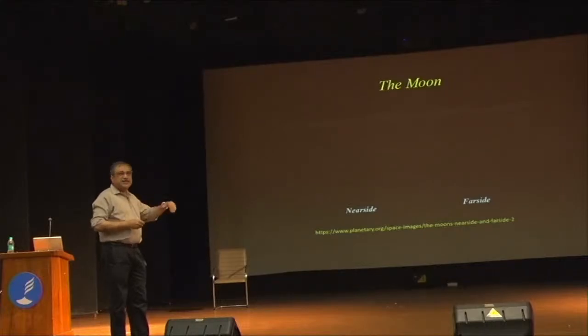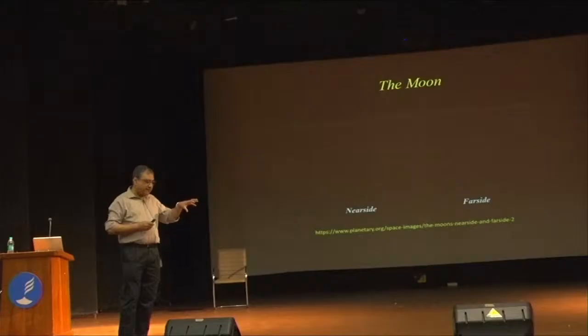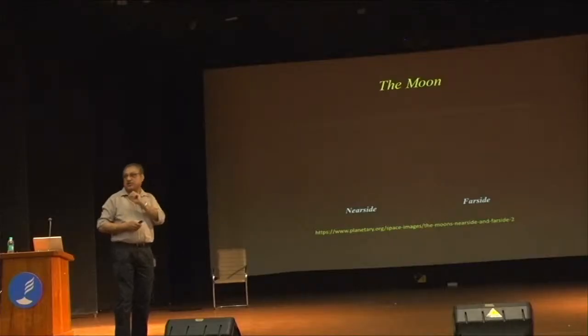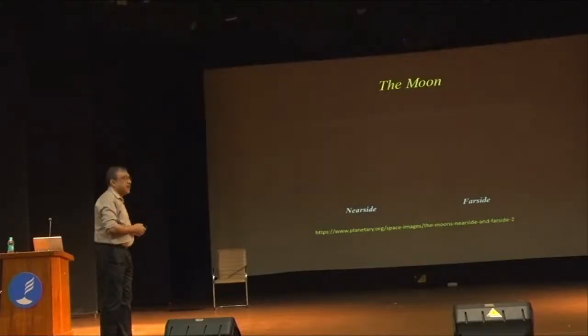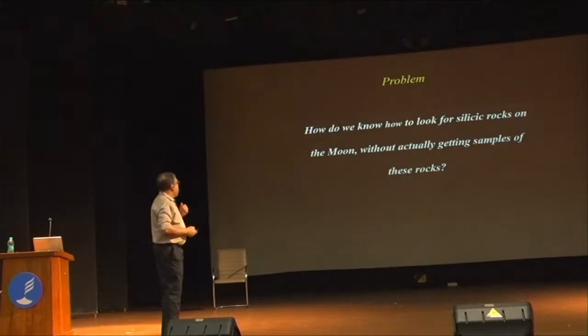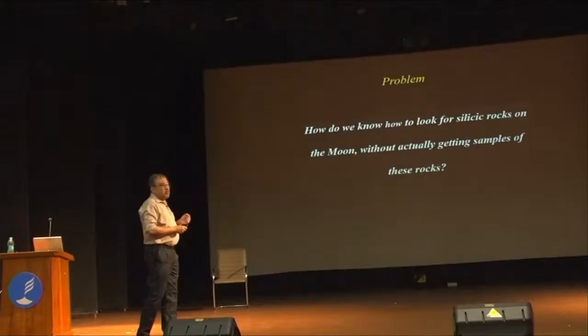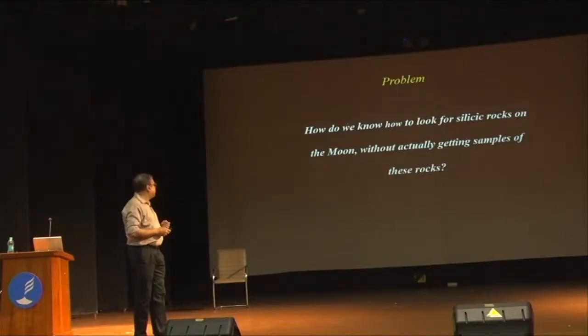Within some of the craters that you see on the Moon, you have dark patches, which you can see on the Moon even if you look at it at night. These dark patches are basalts, and these have been erupted into craters that were formed on the Moon's surface by meteoritic impact. So, how then do we begin to look for silicic rocks on the Moon without getting samples of these rocks?